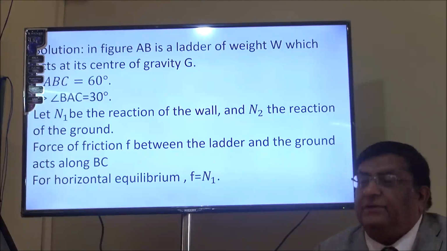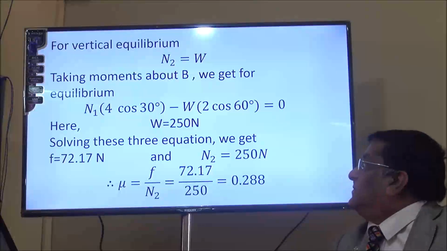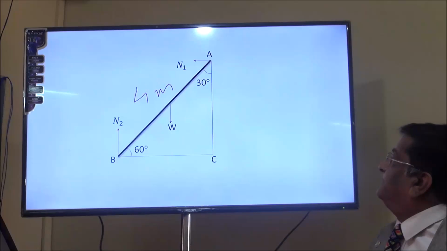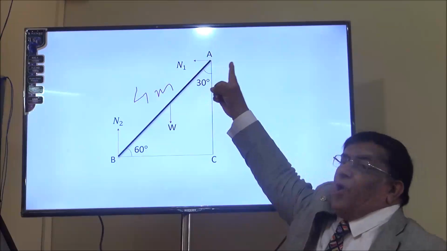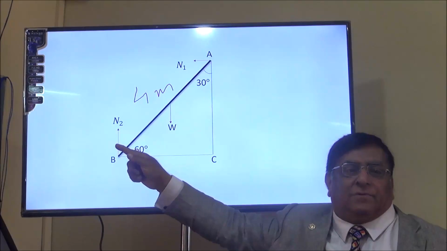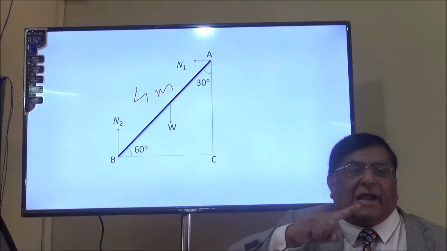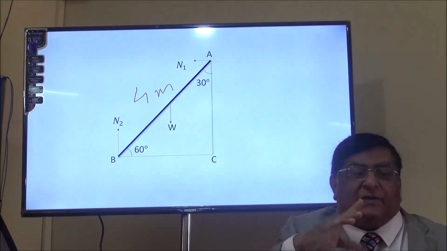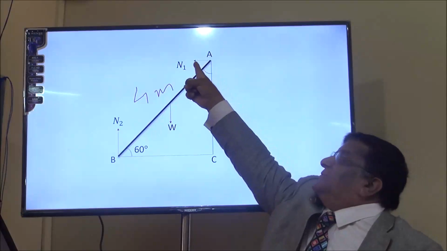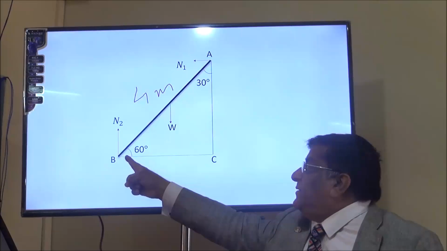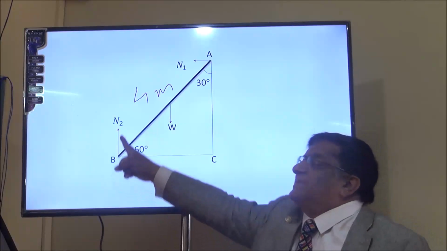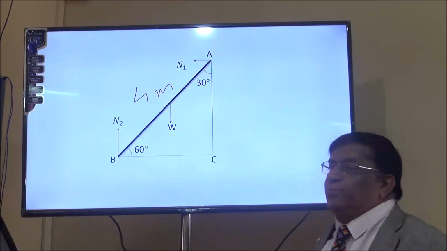60, 30. Now let us start it. Reactions N1 and N2. The ladder is pushing the wall in this direction. What will the wall do? Third law, equal and opposite normal reaction. Why normal? Because it is normal to the wall. This is N1. At this point, the ladder is pushing the ground downward, so reaction is upward. N2. These are two reactions.